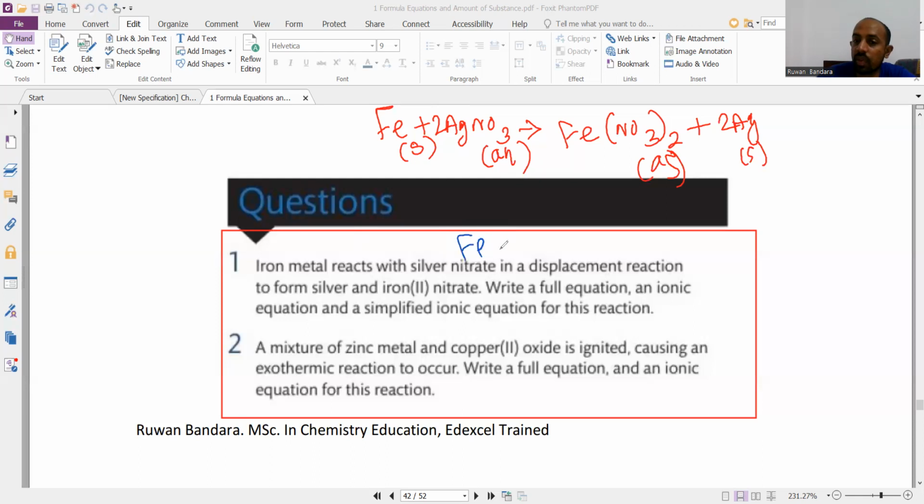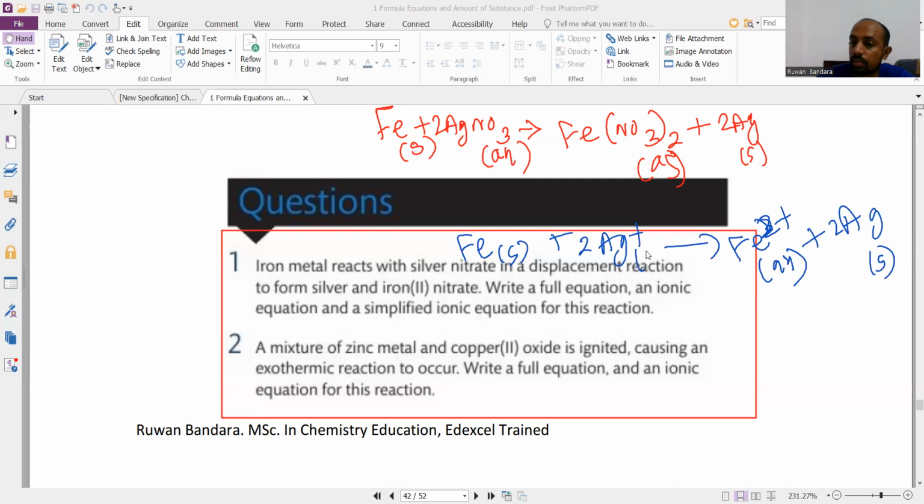Ionic equation here: Fe solid plus 2Ag+ gives you Fe2+ plus 2Ag. That's how it goes. This is the answer.